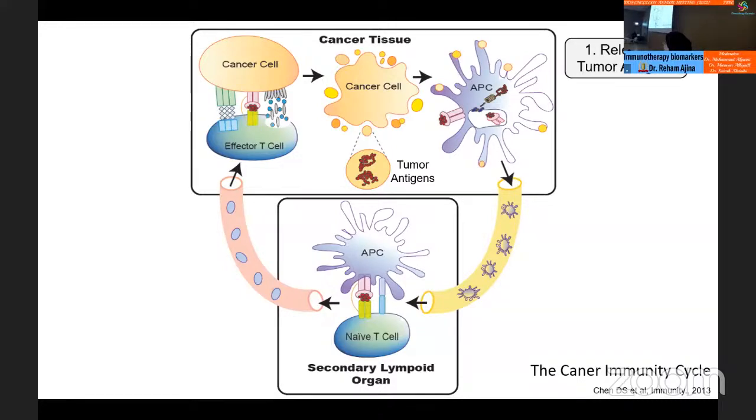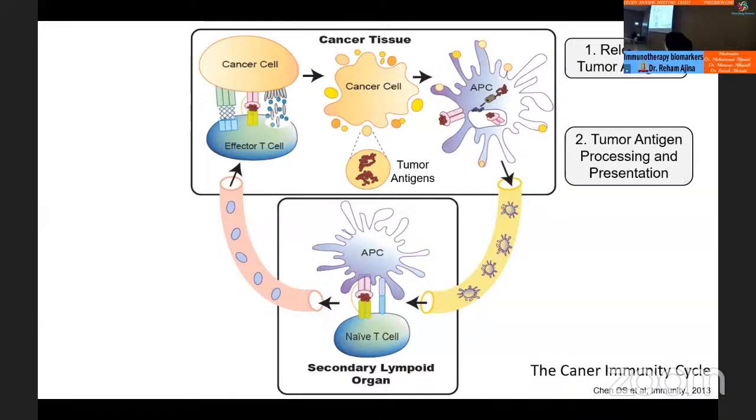Then antigen-presenting cells will engulf these tumor antigens, process them, and present them on their surface. These antigen-presenting cells will then migrate from the cancer tissue to the secondary lymphoid organs. There they will interact with naive T cells, so T cells that have never been exposed to antigens before, but have specific receptors that can bind to the tumor antigen expressed on the surface of antigen-presenting cells.